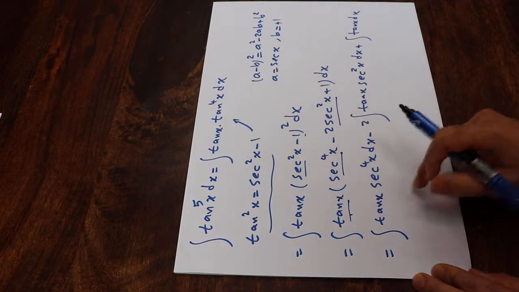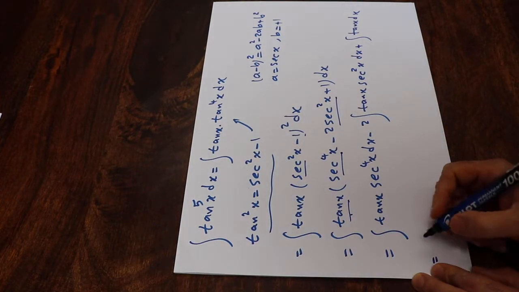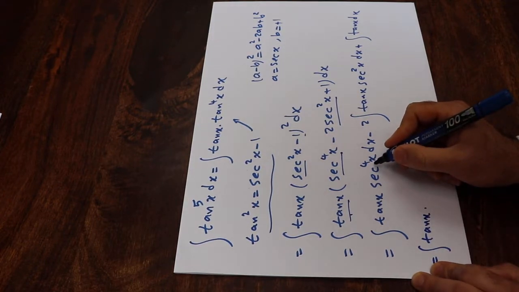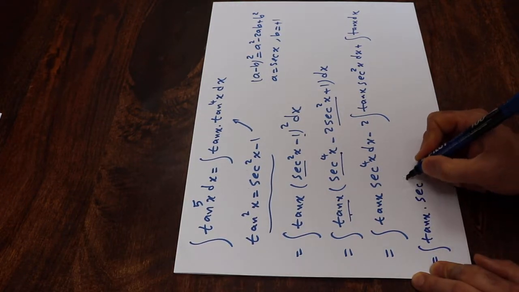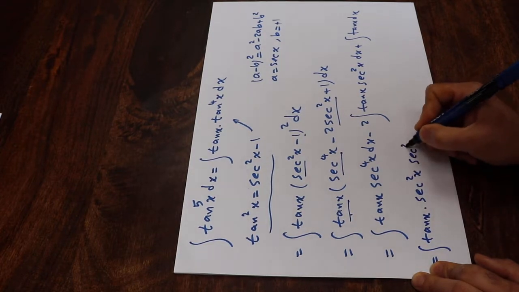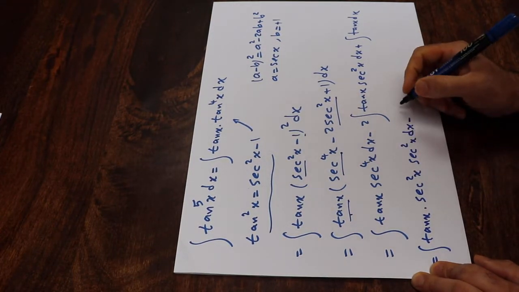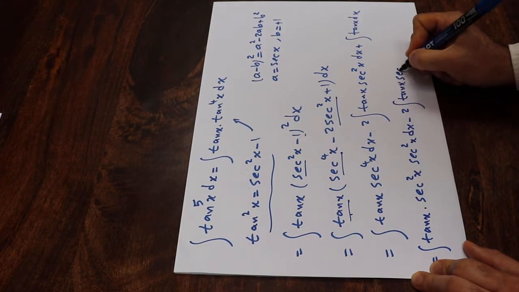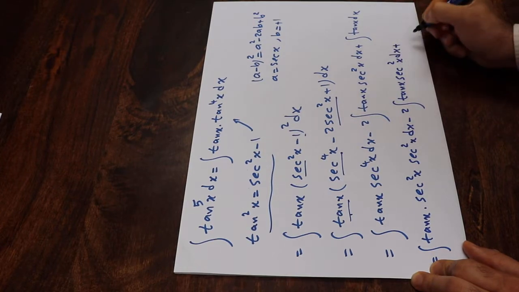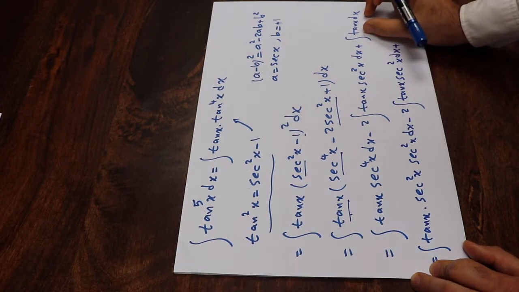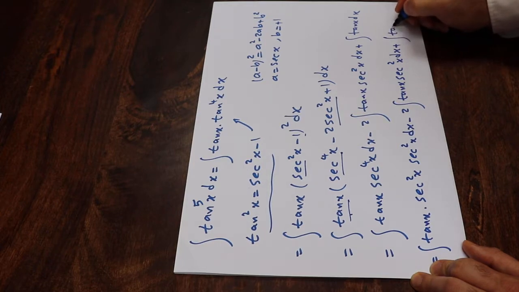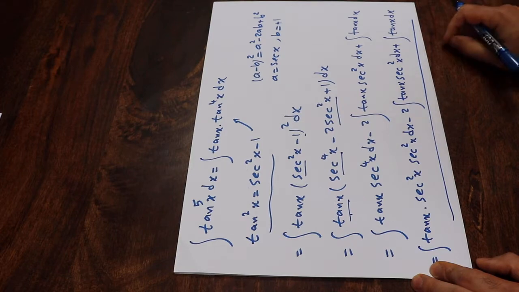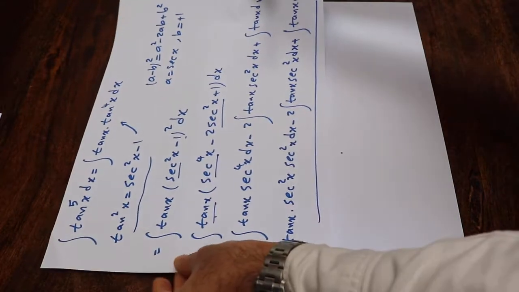Now I can rewrite this integral as the integral of tangent x times secant squared x times secant squared x dx, minus 2 times the integral of tangent x secant squared x dx, plus the integral of tangent x dx. Now this integral you can solve by the substitution rule.